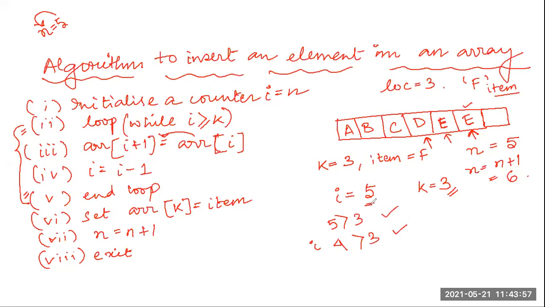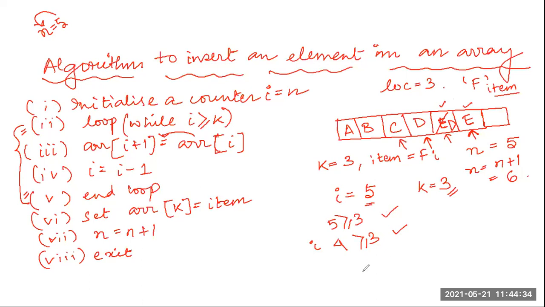So if it is true, what is the scenario? The scenario is that in I plus 1, we will copy the I value. So this is my I plus 1 and this is my I for this stage. So here I will copy the D value. Now again my I will be 1 less, so now my I will point over here.